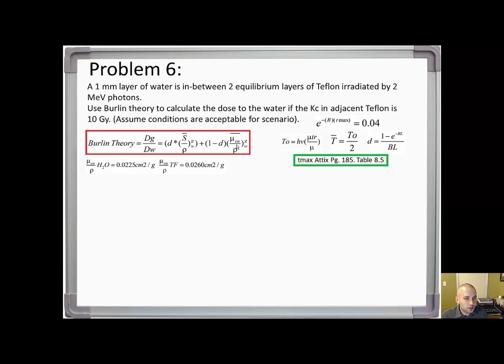So here's the Burlin theory. I went ahead and gave the mu en over rho. This is the average, so you can use these. This is for water, and this is for Teflon. So we're going to plug it in for there. Here are our formulas. I just put them along the side as a reminder. These, of course, should all be memorized.